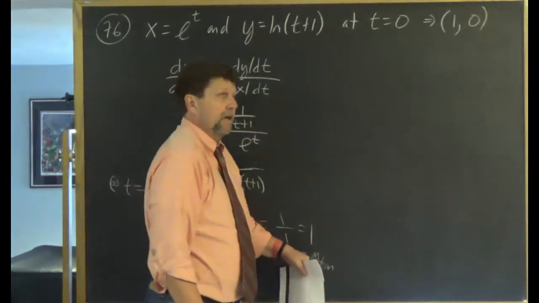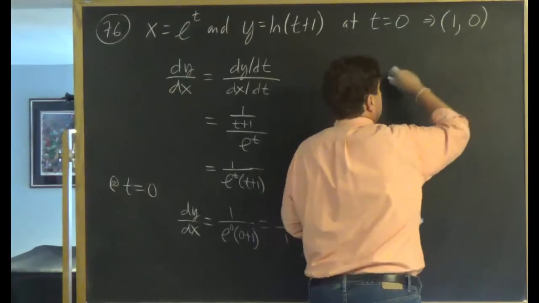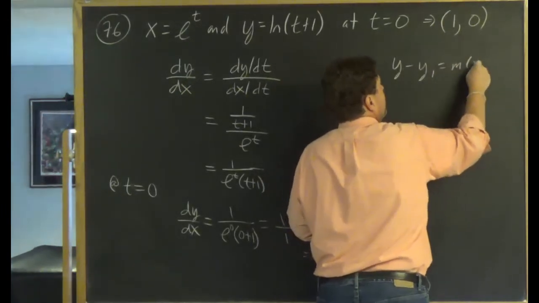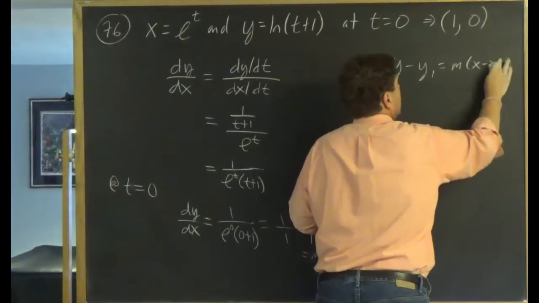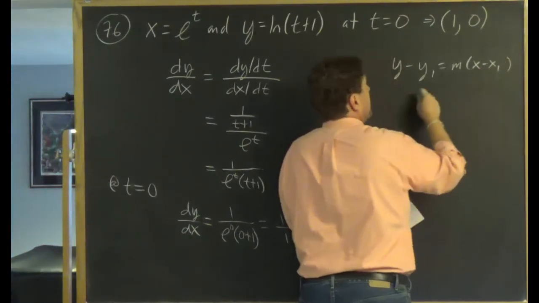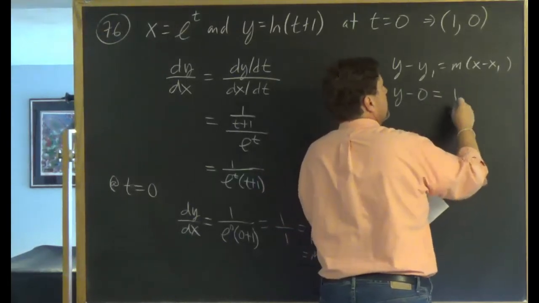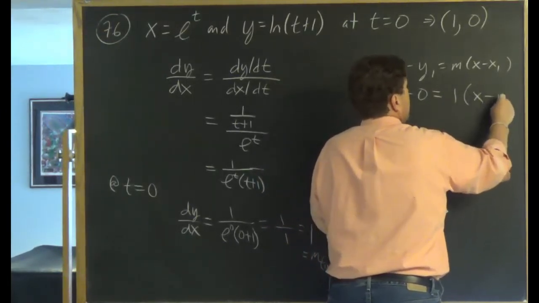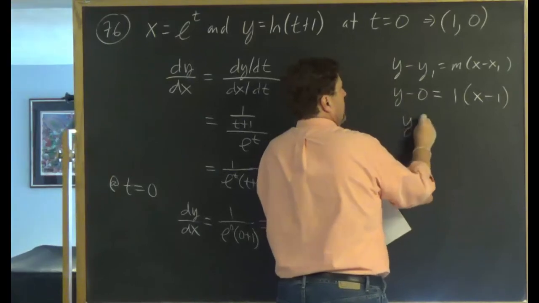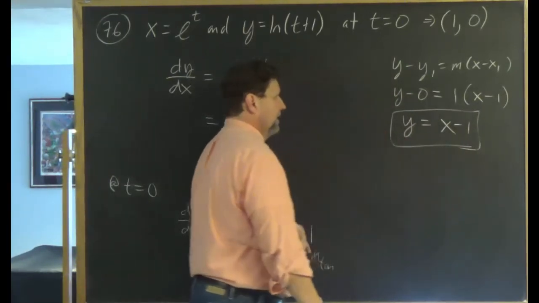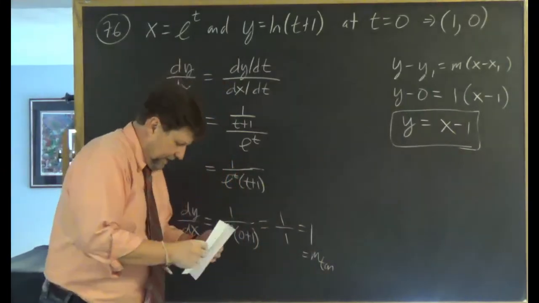So we know the slope. We have the point and slope. Use the point-slope formula. So we have y minus 0 equals the slope m times x minus 1. y equals x minus 1. That's it. That's the equation of the tangent line.